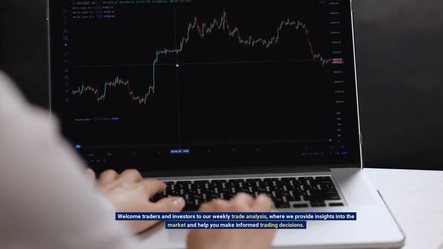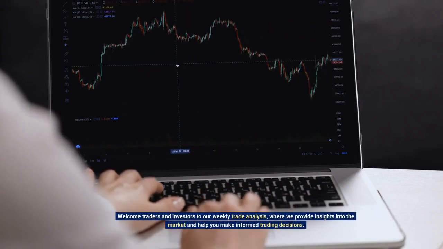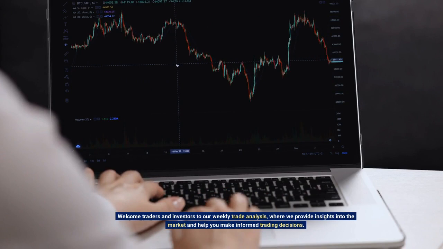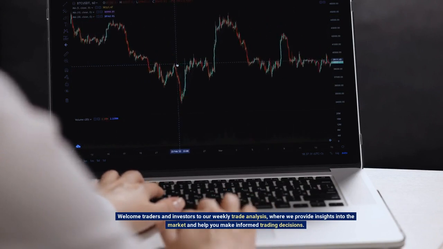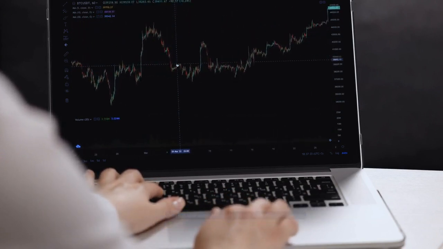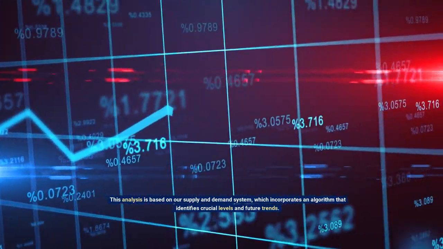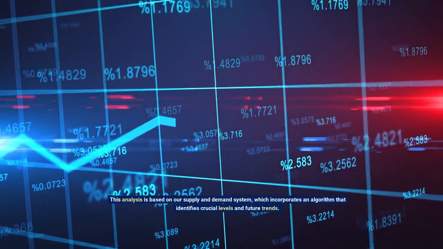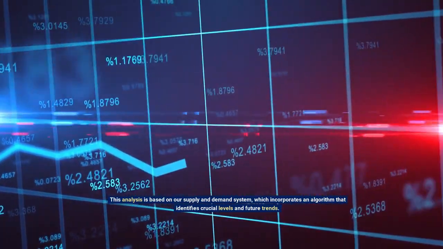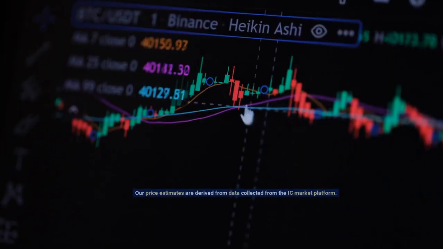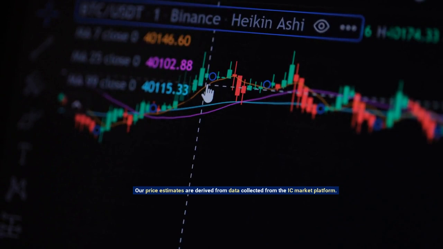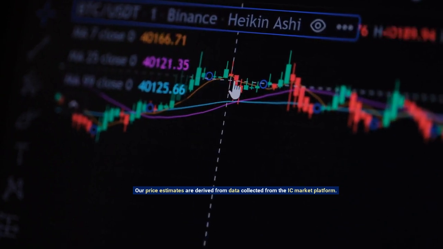Welcome traders and investors to our weekly trade analysis, where we provide insights into the market and help you make informed trading decisions. This analysis is based on our supply and demand system, which incorporates an algorithm that identifies crucial levels and future trends. Our price estimates are derived from data collected from the IC market platform.